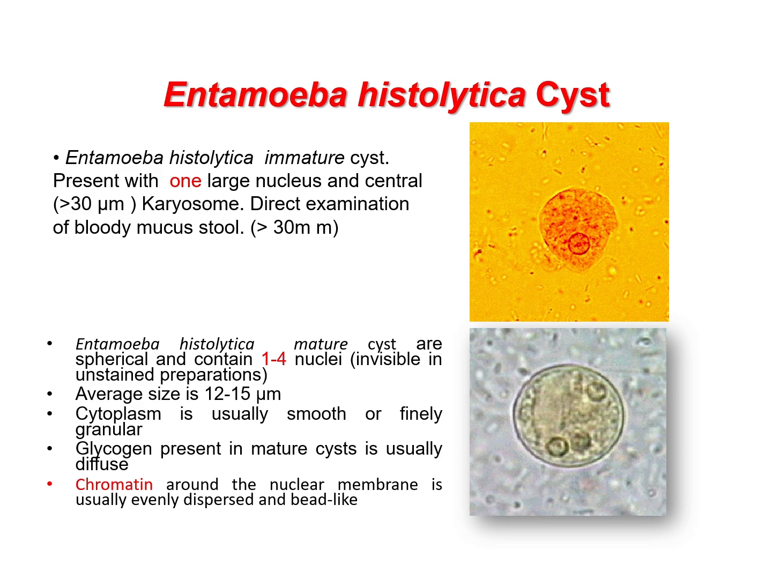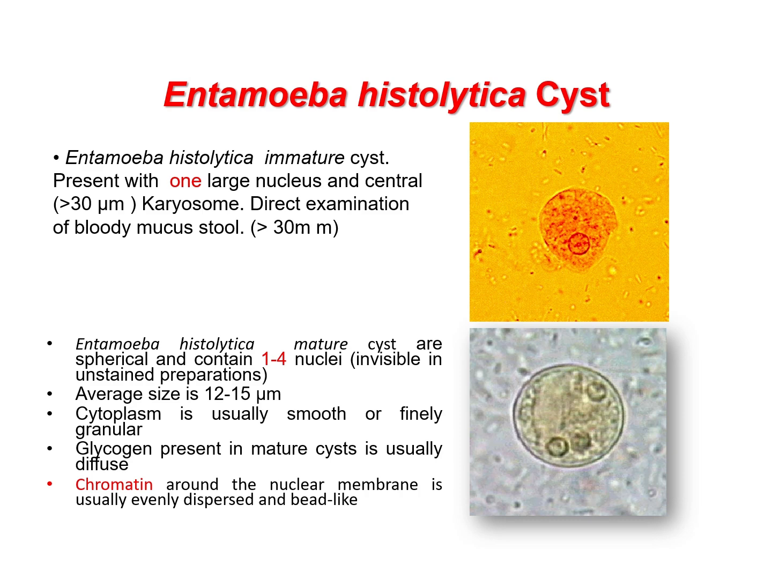I will be discussing on this slide two features of cysts, because we can see two types of cysts in Entamoeba histolytica, one that is immature and one that is mature. The difference between both is that the immature cyst is less circular than the mature one. In addition, within the immature cyst, you usually see one nucleus with a central karyosome, while in the mature cyst of Entamoeba histolytica, we might see 1 to 4 nuclei that usually have chromatin around the nuclear membrane that is evenly dispersed and bead-like.